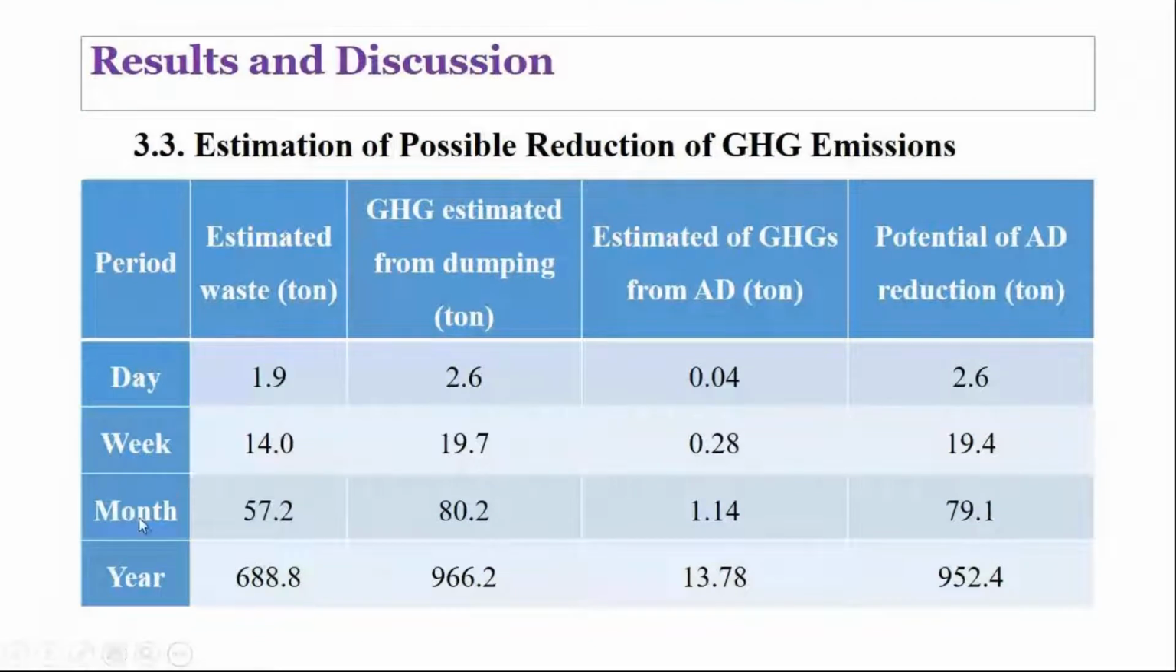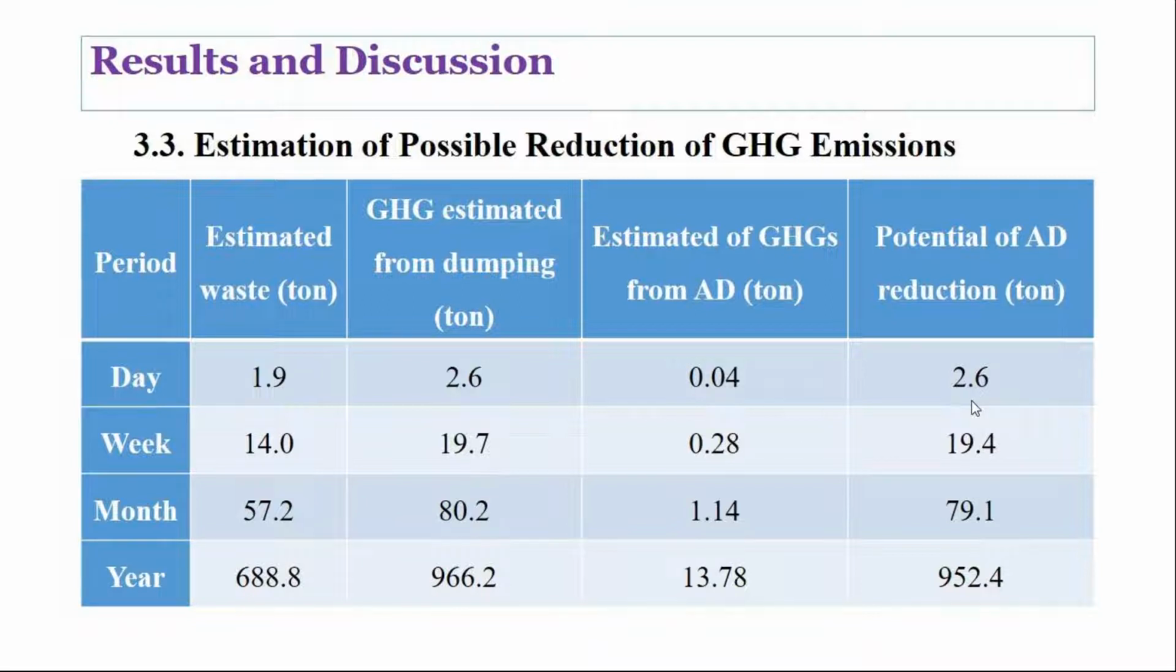Daily, if the waste is dumped there, around 2.6 tons of greenhouse gas will be emitted to the atmosphere. While if biogas technology is introduced in the study area, only around 0.04 tons of greenhouse gas will be emitted into the atmosphere. So the introduction of biogas technology has a potential to reduce 2.6 tons of greenhouse gas per day.